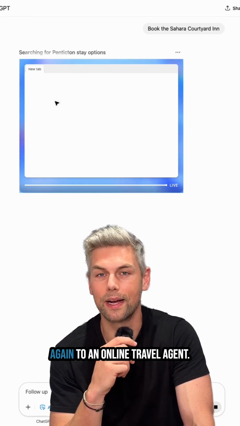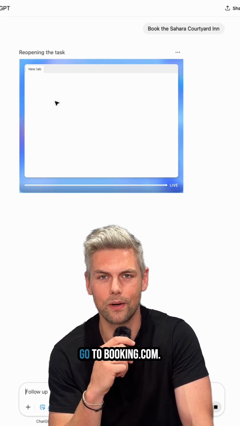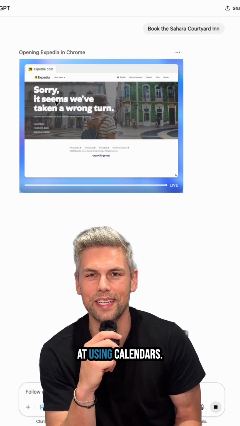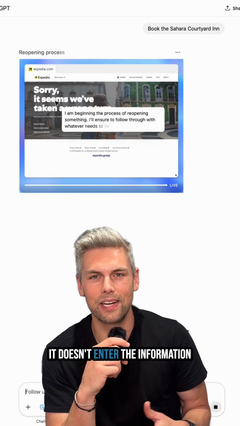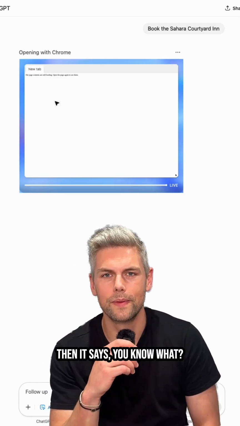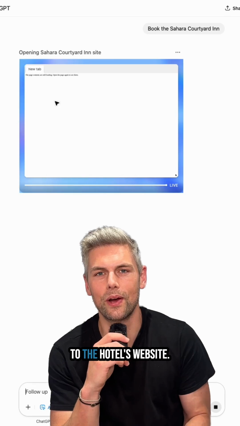And it's going to go again to an online travel agent. In this case, it's going to go to Booking.com. It's not very good, apparently, at using calendars. It doesn't enter the information correctly, so then it has an error, and then more errors. Then it says, you know what, screw it. Let's just go directly to the hotel's website.